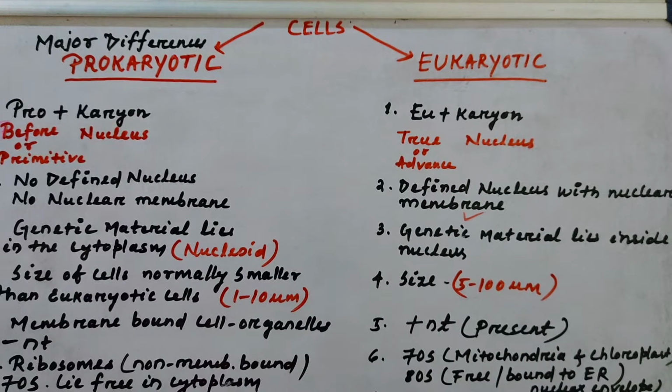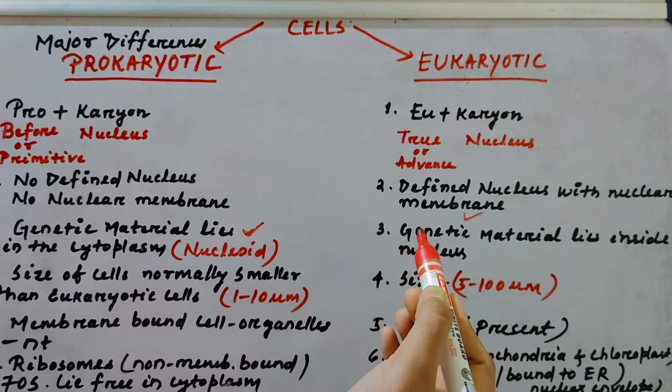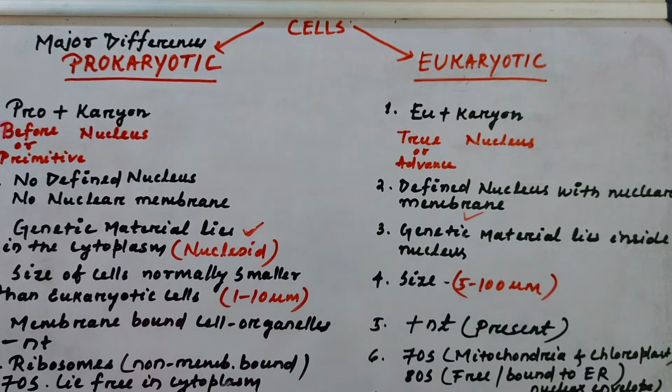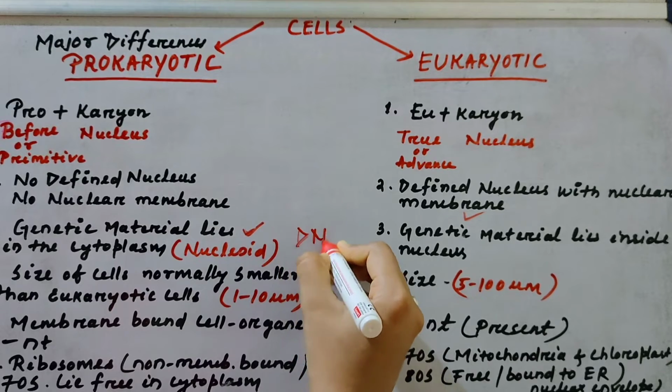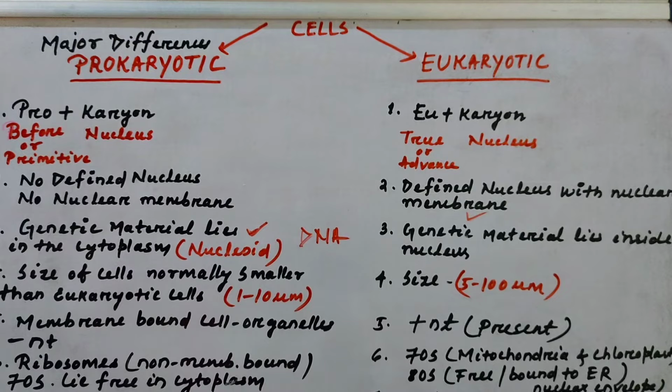In prokaryotic cells, as there is no defined nuclear membrane and nucleus, the genetic material lies in the cytoplasm. That is called the nucleoid. In eukaryotic cells, the genetic material lies inside the nucleus. What is the genetic material? That is DNA, deoxyribonucleic acid. Prokaryotic cells are normally smaller than eukaryotic cells and their size lies from 1 to 10 micrometer. But the size of the eukaryotic cell varies from 5 to 100 micrometer.